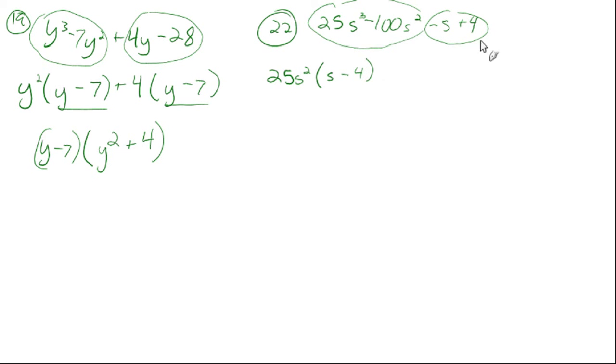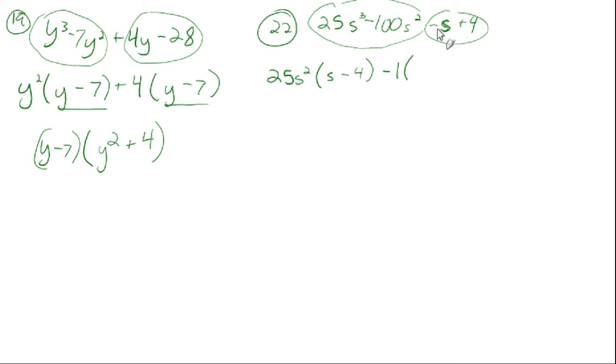Okay. Now what do these two have in common? Nothing. They don't have a 2 or an s or anything like that in common. So typically we just factor out a 1. It just makes it easy to see. But since this first term is negative, I always like to factor out whatever I'm factoring, make it negative. So I'll factor out a negative 1.